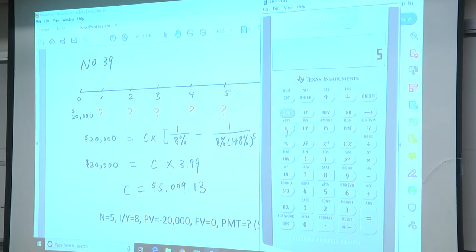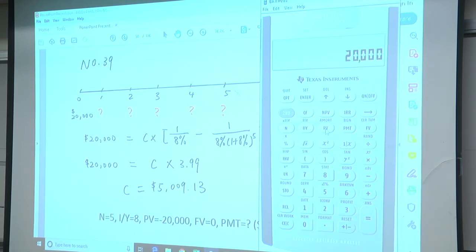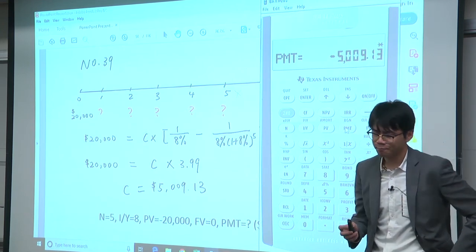You have 5 payments, an interest rate of 8%. You have an initial saving. You put 20,000 into the bank, 0 for the future, and calculate the payment. That's the same.